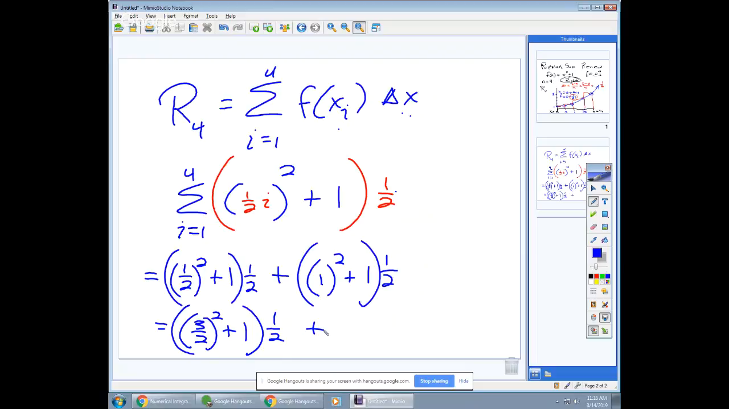Last time, plug in 4. 4 times 1/2 is 2. Squared plus 1. Multiply by 1/2. You could have done each of these calculations ahead of time and then just plug those numbers in. Like maybe you're plotting those points on the graph. I had plotted each one.